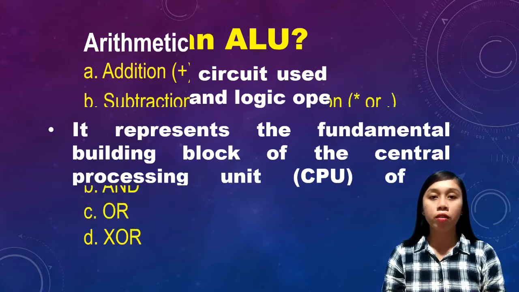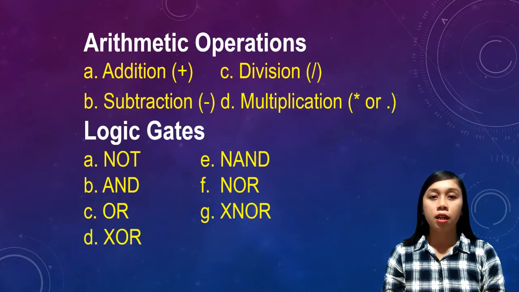We have four arithmetic operations. These are addition, subtraction, division, and multiplication. We also have seven logic gates, namely NOT, AND, OR, NAND, NOR, XOR, XNOR. Four out of these seven logic gates are considered the major logic gates. These are the NOT, AND, OR, and the XOR.